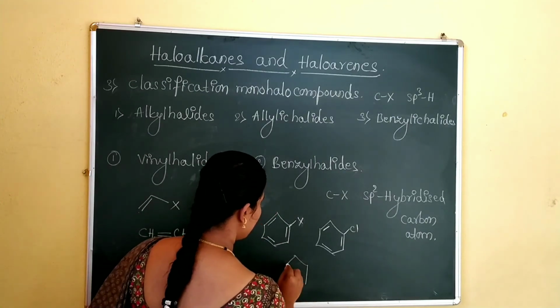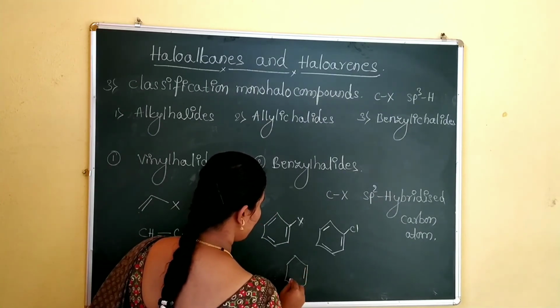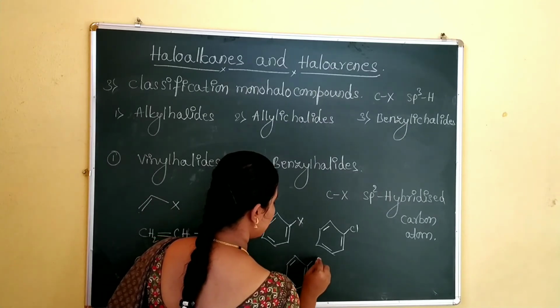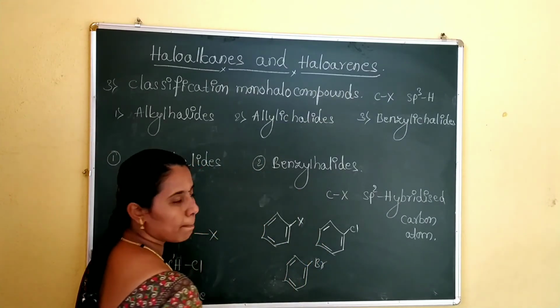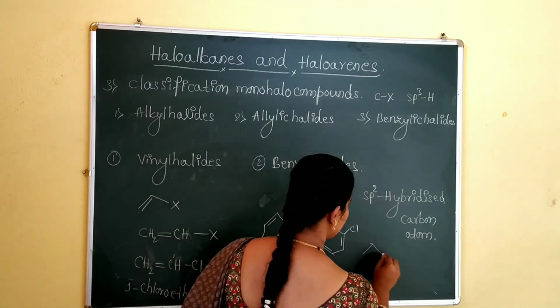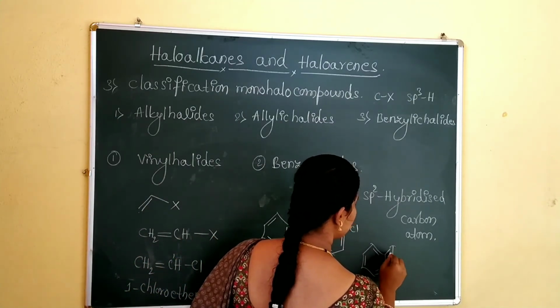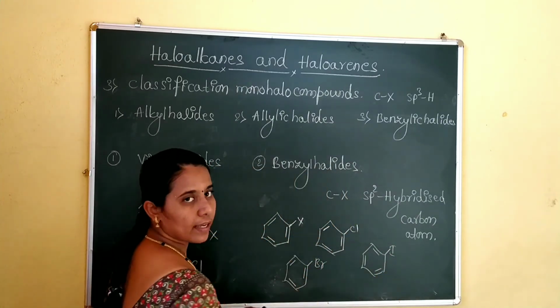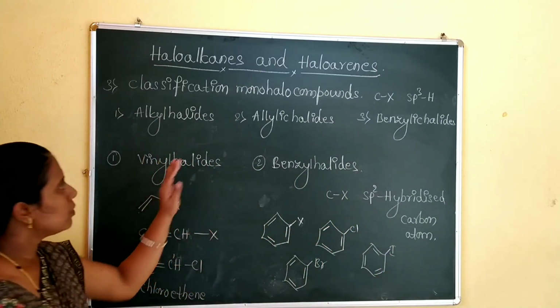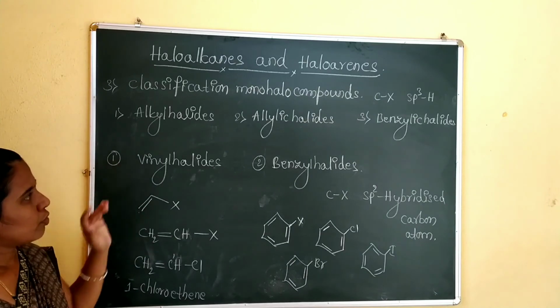Similarly, bromobenzene is also an example for aryl halide. Iodobenzene, this is an example for aryl halide. This is all about the classification of monohalo compounds.